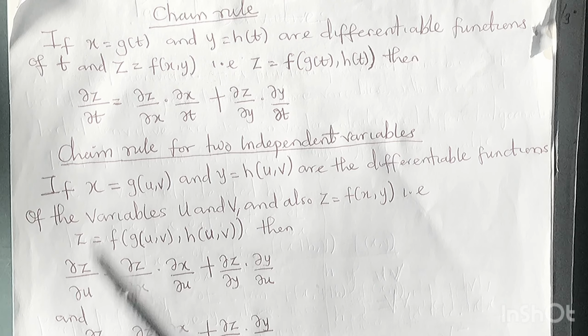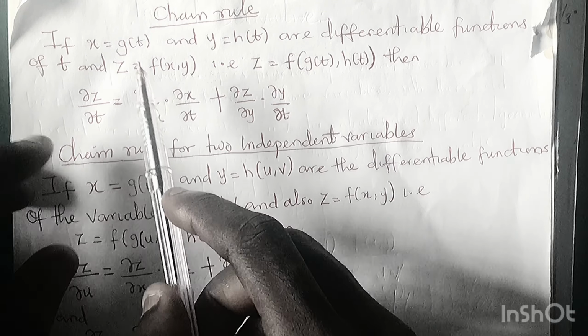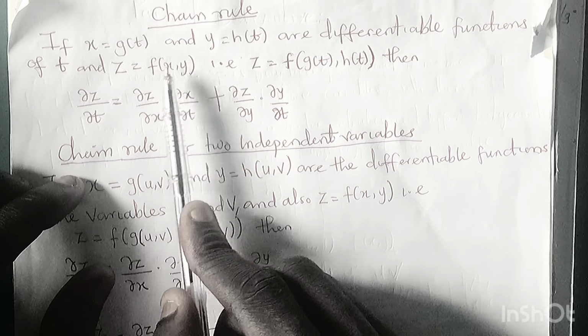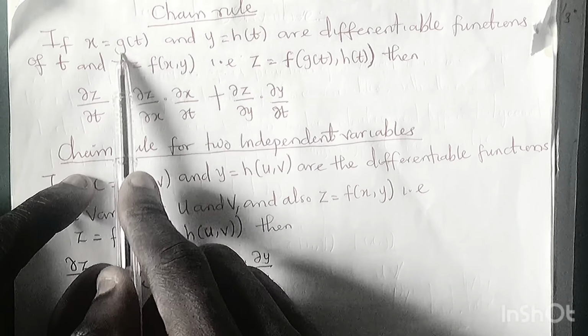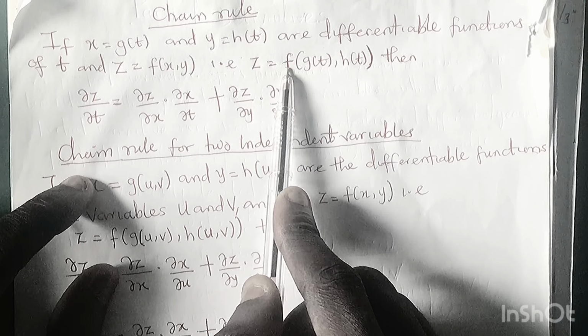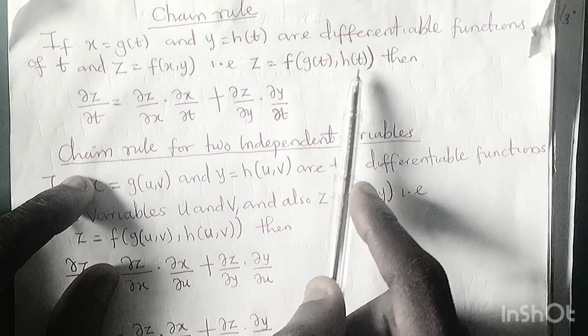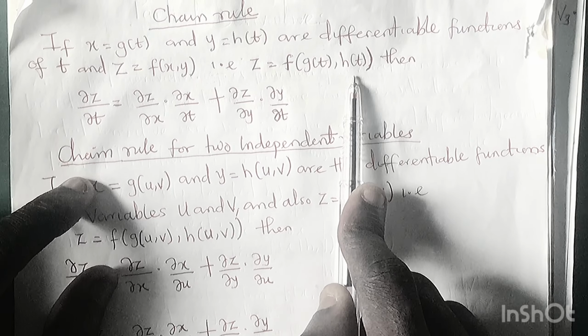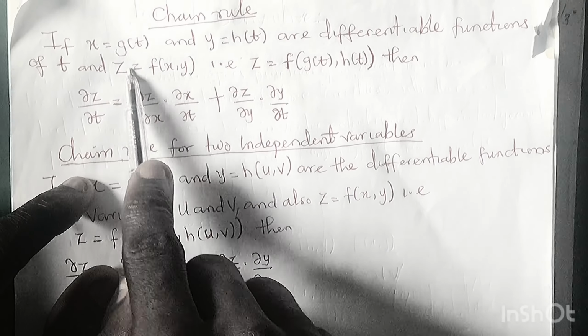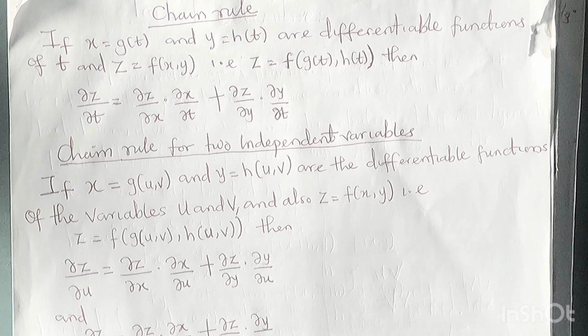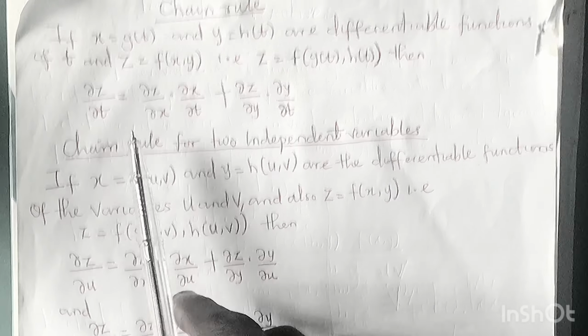Very simple. If I say z equals f of x comma y, and I replace my x here, that means my z will be f of g of t comma h of t. Alright, now what will be my dz dt? This is what I want to get now. What will be my dz dt? Very simple.